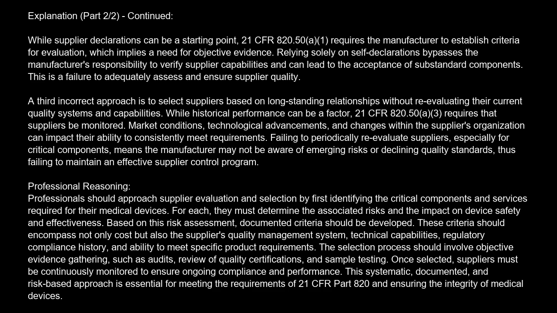A third incorrect approach is to select suppliers based on long-standing relationships without re-evaluating their current quality systems and capabilities. While historical performance can be a factor, 21 CFR 820.50(a)(3) requires that suppliers be monitored. Market conditions, technological advancements, and changes within the supplier's organization can impact their ability to consistently meet requirements. Failing to periodically re-evaluate suppliers, especially for critical components, means the manufacturer may not be aware of emerging risks or declining quality standards, thus failing to maintain an effective supplier control program.